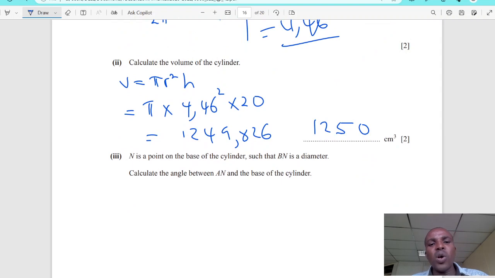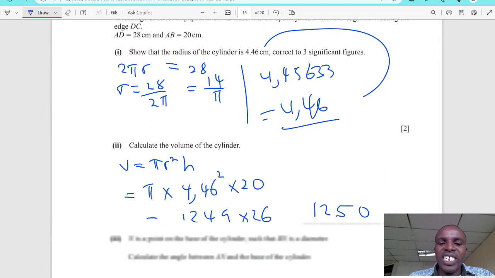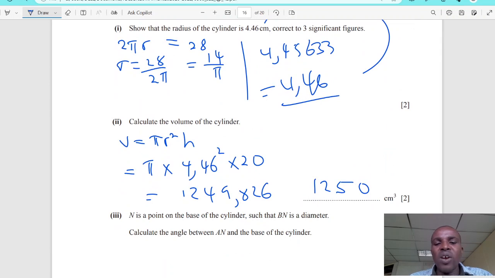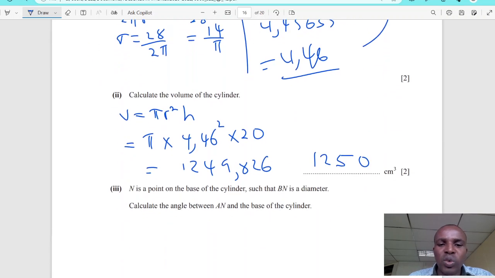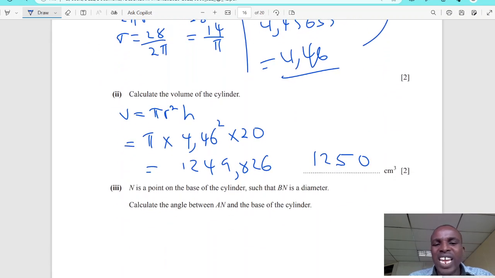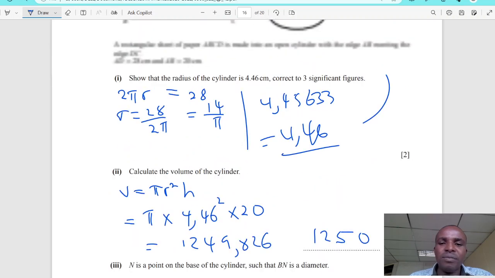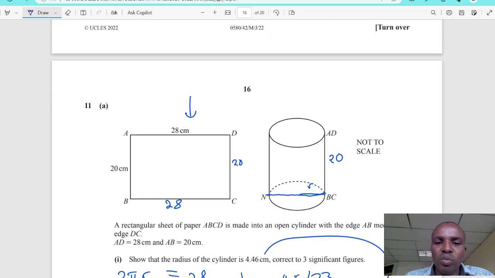Then, N is a point on the base of the cylinder such that BN is the diameter. BN is the diameter of the cylinder. Then calculate the angle between AN and the base of the cylinder. So BN is the diameter, so I can just put my diameter here. AN and the base, so AN is this one. So this is the angle that we're looking for.